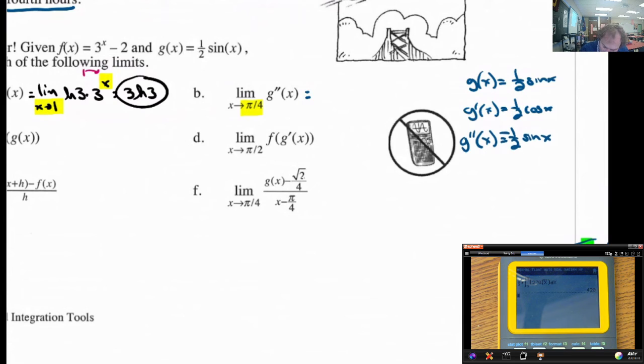So we're literally looking for negative 1/2 times the sine of pi over 4. And sine of pi over 4 is square root of 2 over 2. So this is negative square root of 2 over 4, since we're multiplying it by 1/2.